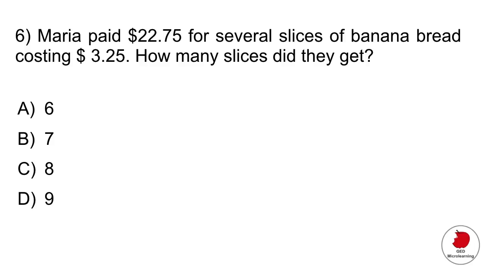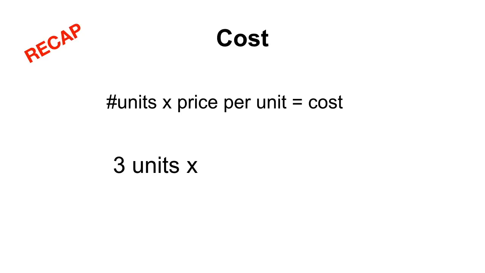All right, so the next question, question 6, is a question that looks at cost. This is another formula that is really helpful to know, and which you already know when you go shopping, but it's good to have in your memory. It says Maria paid $22.75 for several slices of banana bread, costing $3.25. How many slices did they get? Essentially that's the formula for cost. You multiply however many units you got of something by the price, and that gives you the cost. So let's say you buy 3 pens, and they cost $20 each. You would say that the cost of the 3 pens is $60.